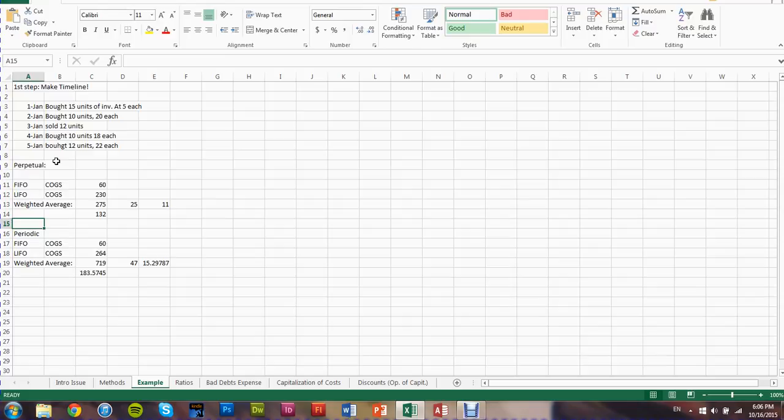Now this can get more complicated when you have multiple sales throughout a timeline. Okay? So what's going to happen is, let's say right down here, we had sold 12 units again. We're still going to figure things out earliest to latest with last in. So first we figure out the January 3rd, then we figure out this.